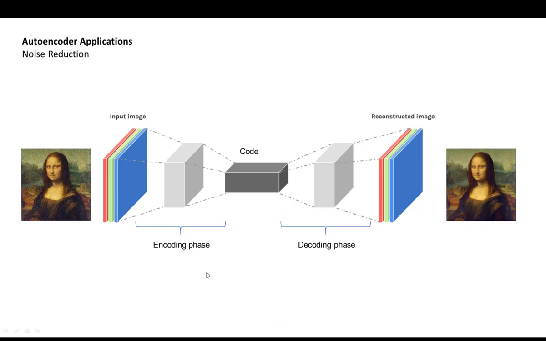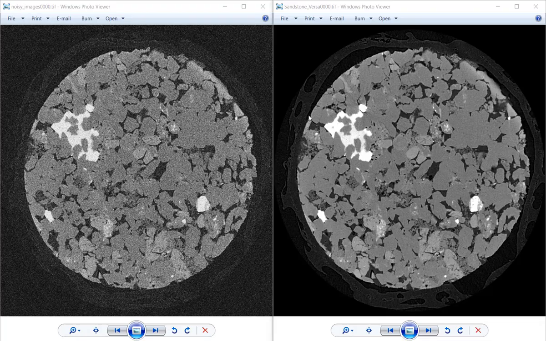Here is a visual representation. We are trying to supply a noisy image as an input and reconstruct a clean image. As this process happens, we are going to train a model and use that model to denoise future images. So that's the theory behind this.